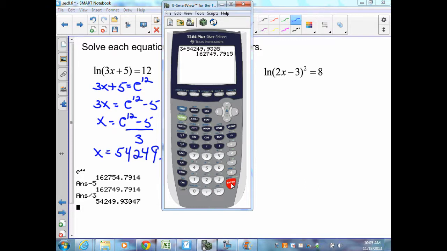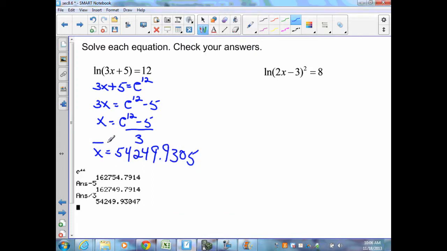I'm going to hit enter. I'm going to add 5. And then I want the natural log of that solution. That gives me 12. Therefore, this is my solution.